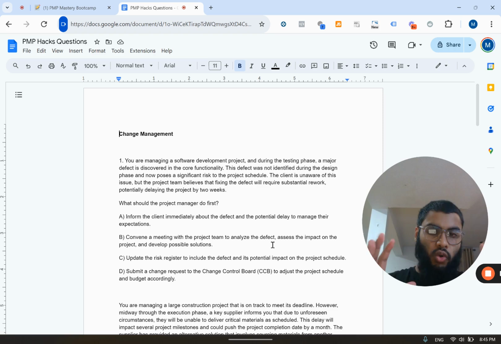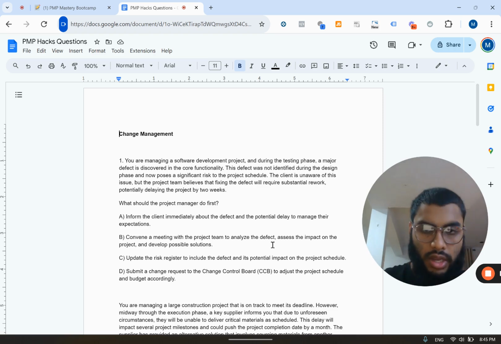Now, I purposely chose this problem, which was created by ChatGPT. I didn't make it up, but I asked ChatGPT to give me a hard problem.